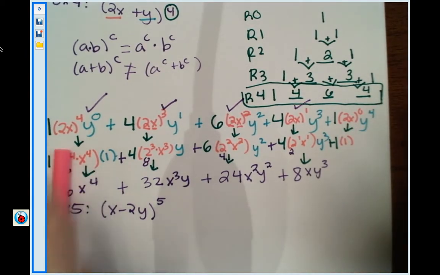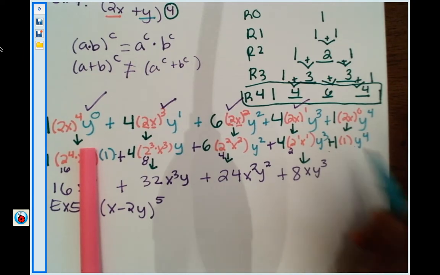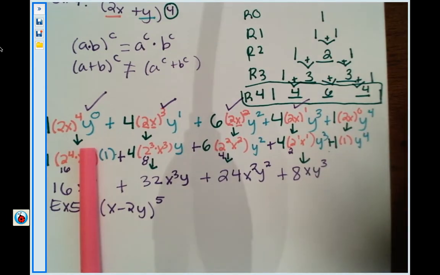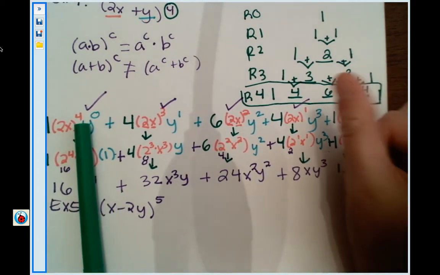Alright, then I'm going to bring down my y to the 4th. So 1 times 1 is 1, and 1 times y to the 4th is y to the 4th. So my last term, you guys, is just y to the 4th. And that would be my final answer. Oh, sorry guys, same color.